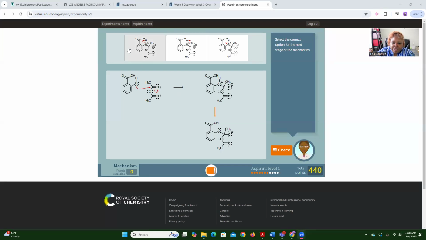If we look at the next one, they have three mechanisms here. If we look at this picture and this picture, the difference is it's losing a hydrogen. And so there's an extra lone pair of electrons on the oxygen. So you want to choose the picture that shows the electrons from this bond going to the oxygen. This picture shows them going to the hydrogen. This one also shows going to the hydrogen, but this one actually shows it going to the oxygen. So that's the one that you want to choose.